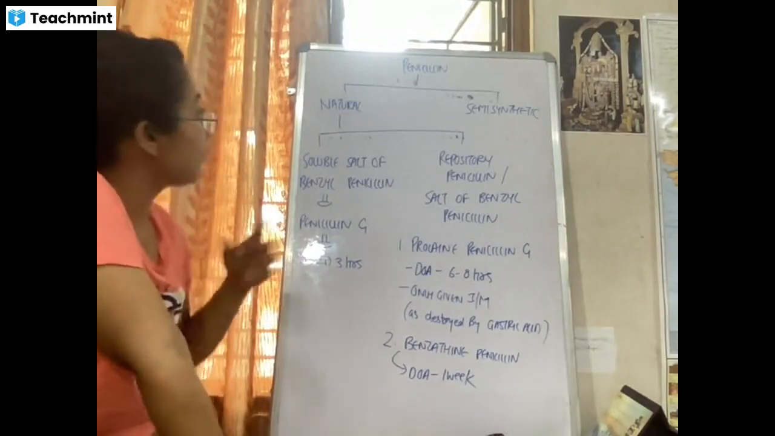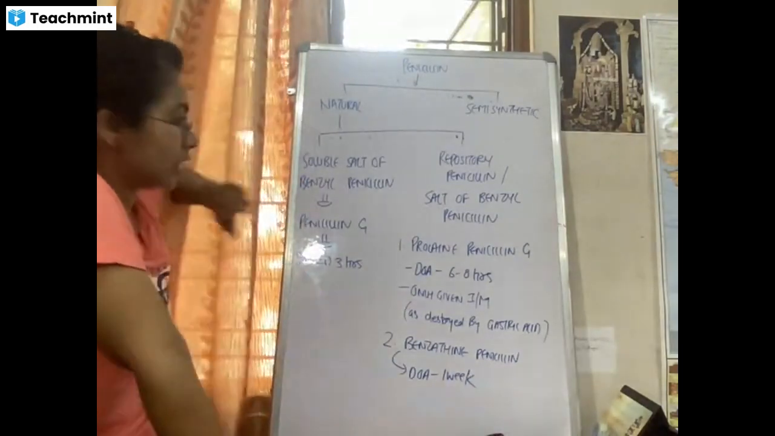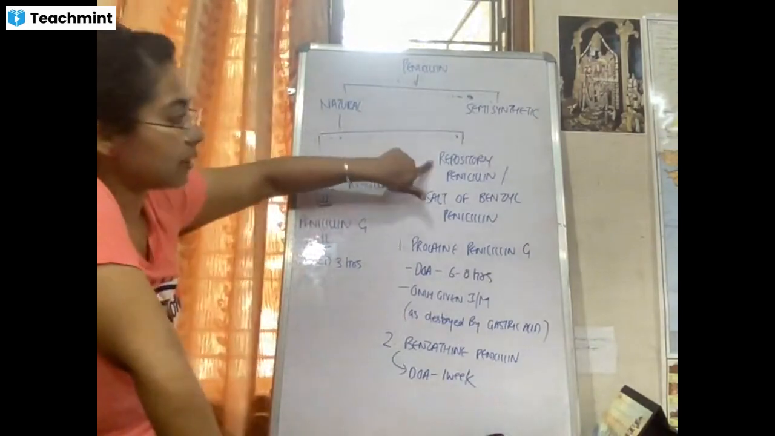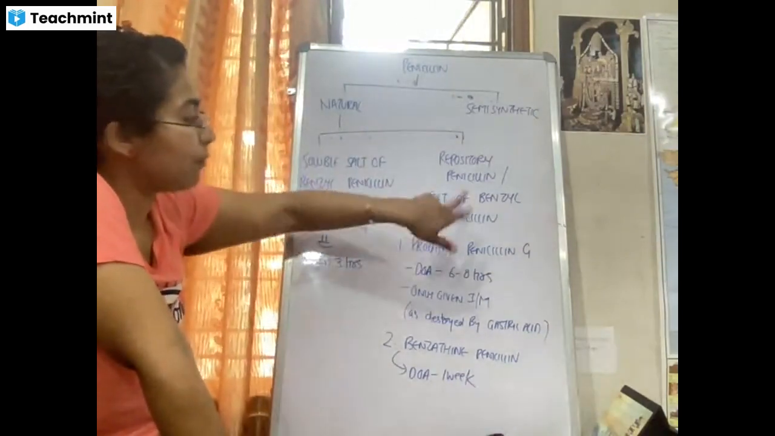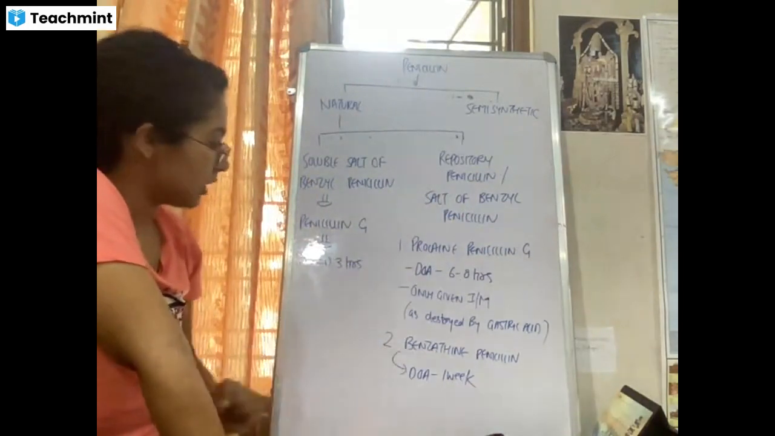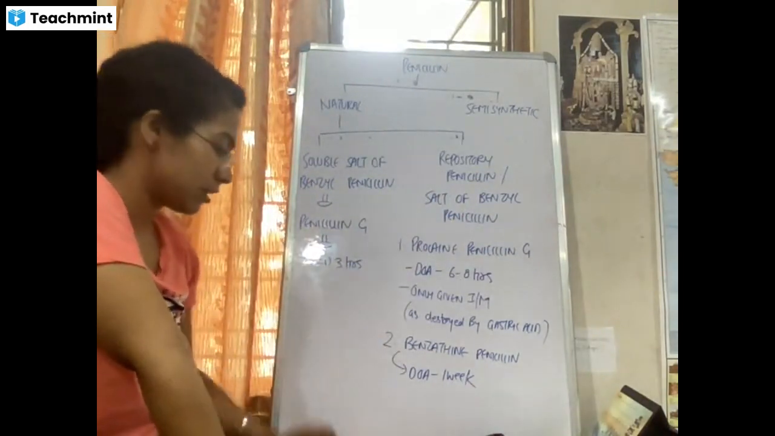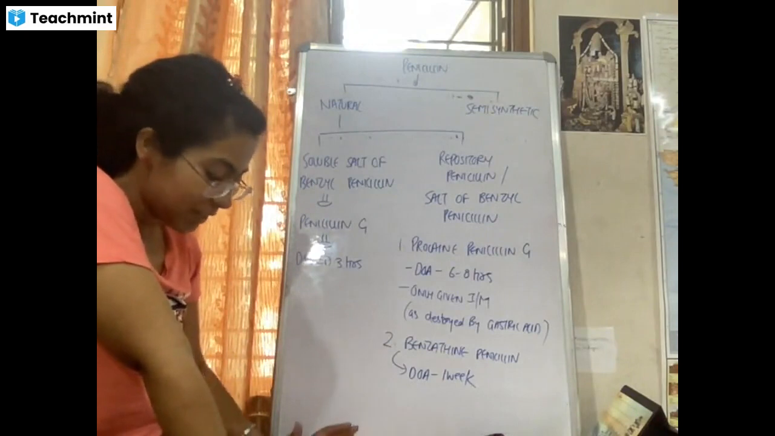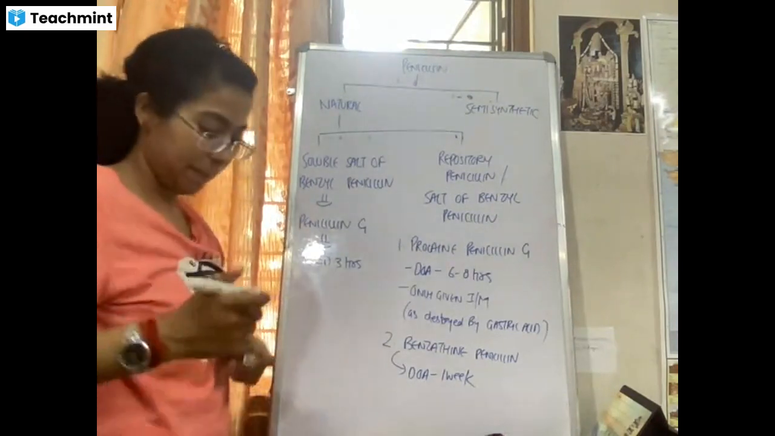In natural penicillin only two come: the soluble salt of benzyl penicillin and the repository penicillin, the salt of benzyl penicillin. Okay, procaine penicillin G and benzathine penicillin. Here only penicillin G comes. Now we have the semi-synthetic penicillin.